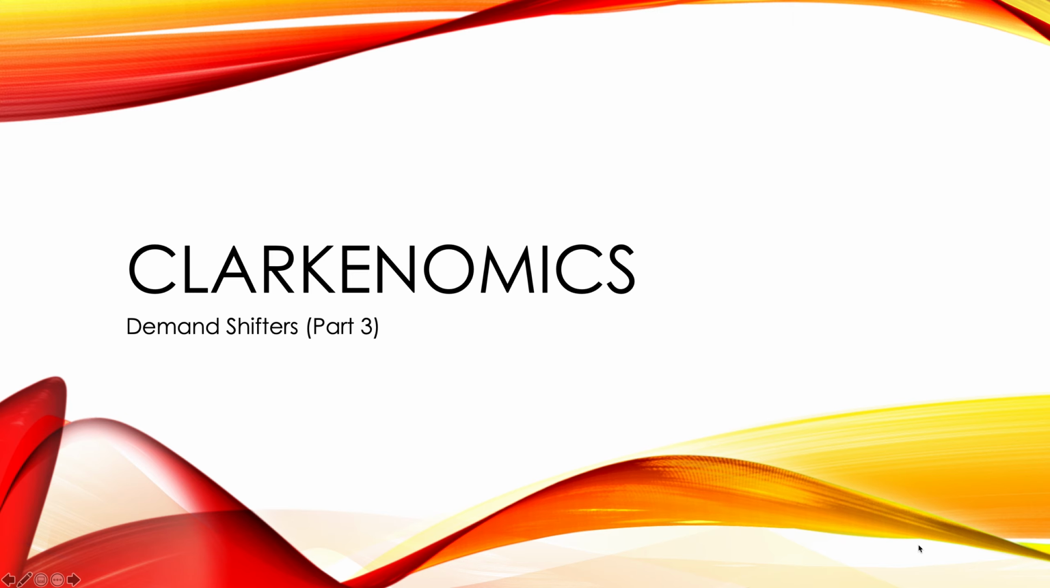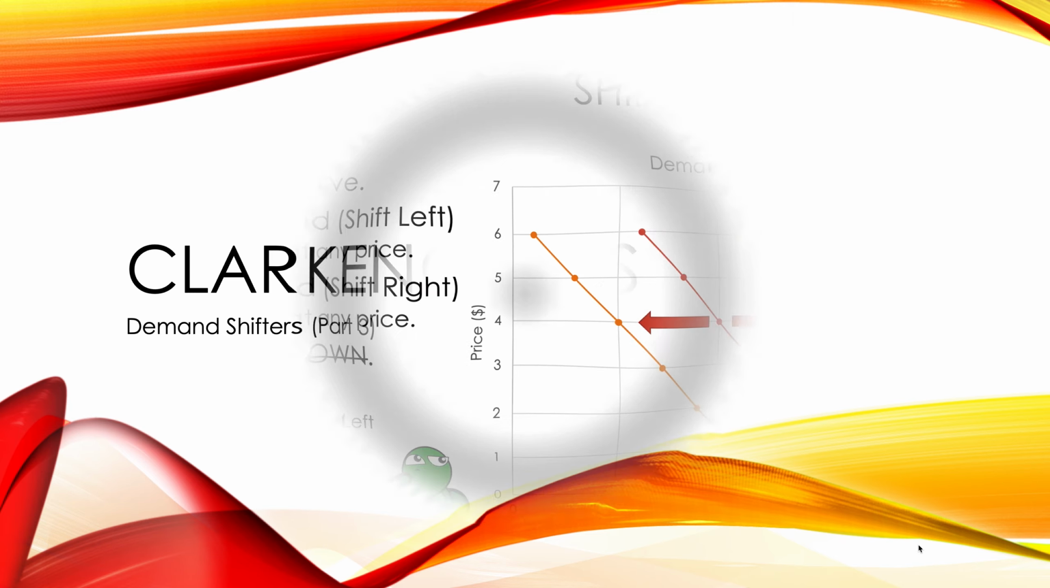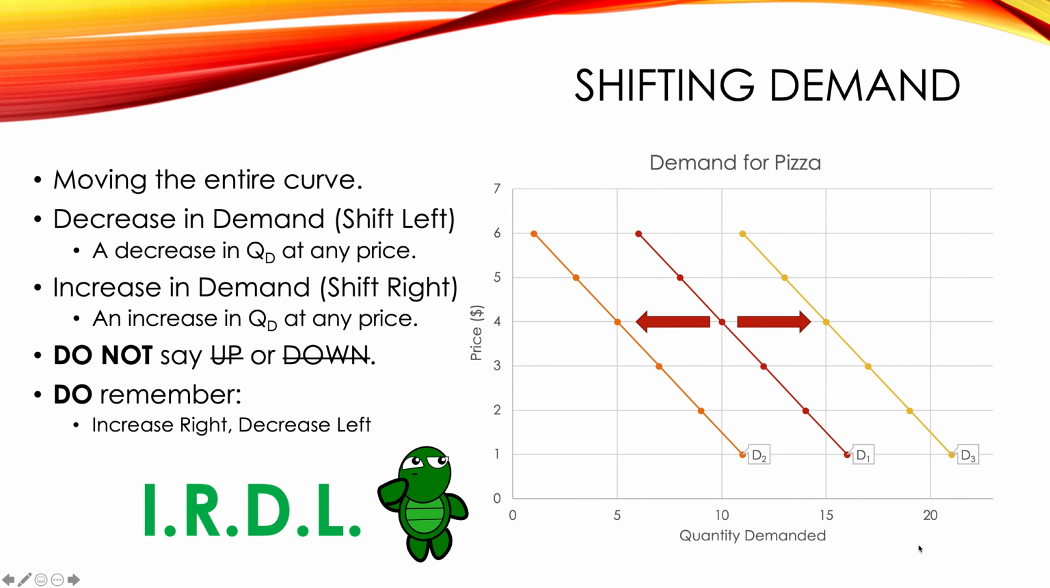In this video we are going to conclude our discussion of what shifts a demand curve. So one final reminder, can't stress it enough: increase right, decrease left. When demand increases, it is shifting to the right, such as D1 to D3. When demand is decreasing, it's shifting to the left, such as D1 to D2. So remember, don't say up or down, say left or right, increase or decrease. And let's just jump into it here.